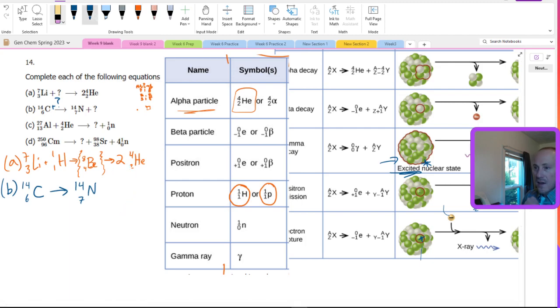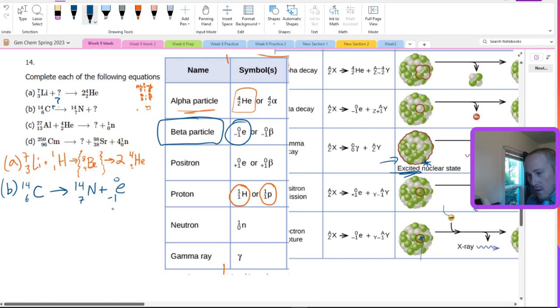The thing that is being emitted is coming off. Something's coming off of it. So we're losing something. So what we're actually losing is a beta particle. We're losing a negative. We're losing an electron, basically. So that's what it is. It's actually plus a beta particle. It had a charge of 6, and it lost some of its negativity.